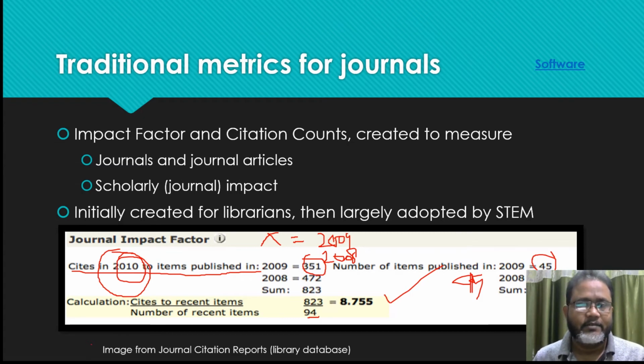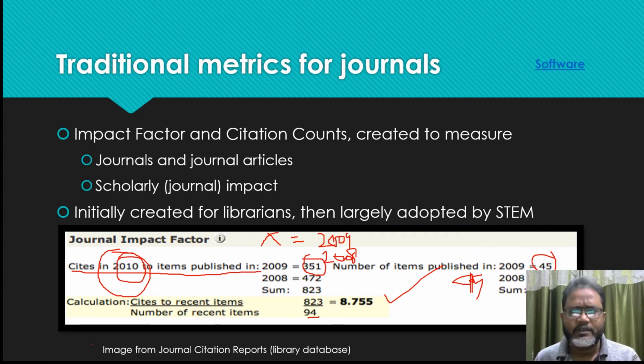Items published, cites, any kind. So out of this, up to now 94, within this 94 you got that, and for 2008 we got 472. So make a total of these two, that is 2823. So you got that, divide it, 8.755. So this is the citation score, or rather impact factor, of that particular journal.